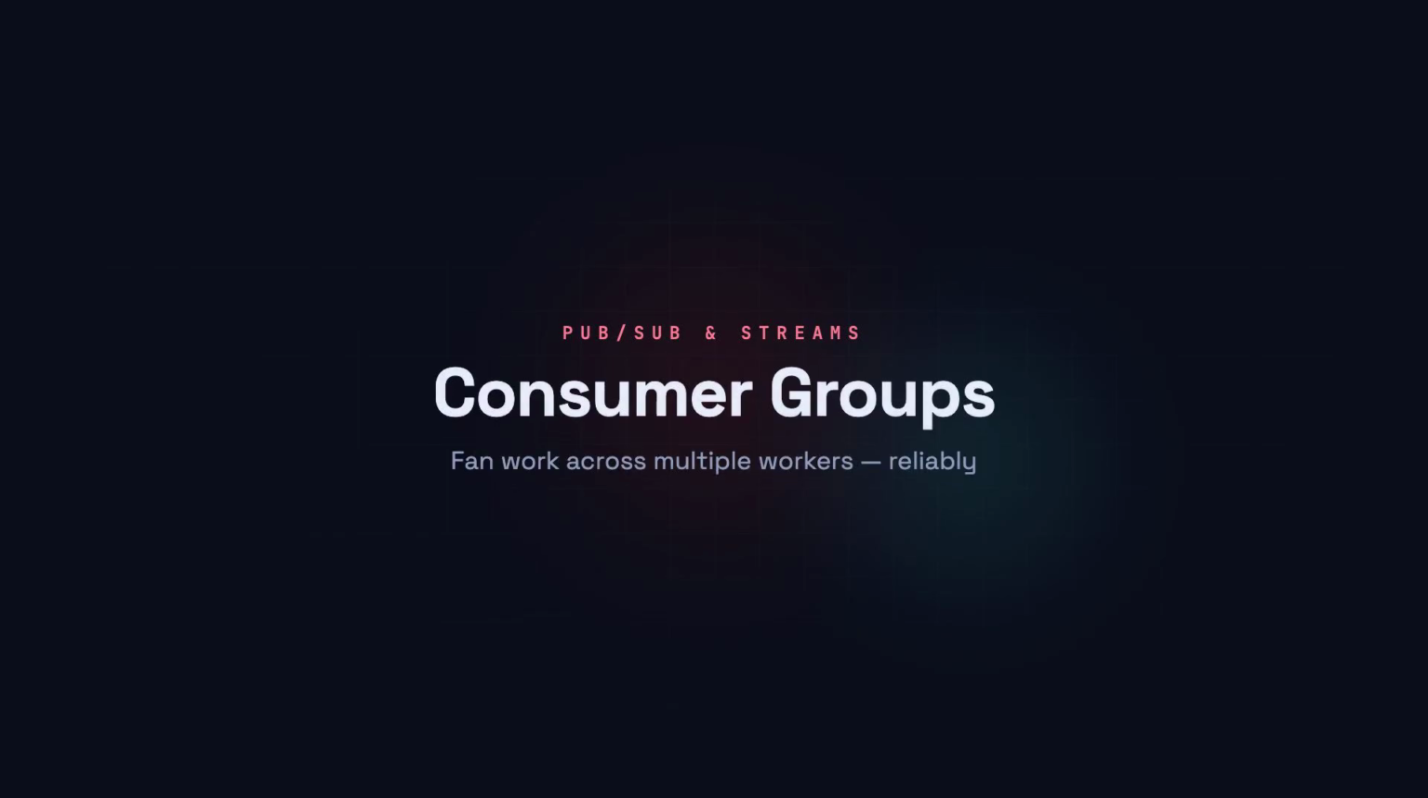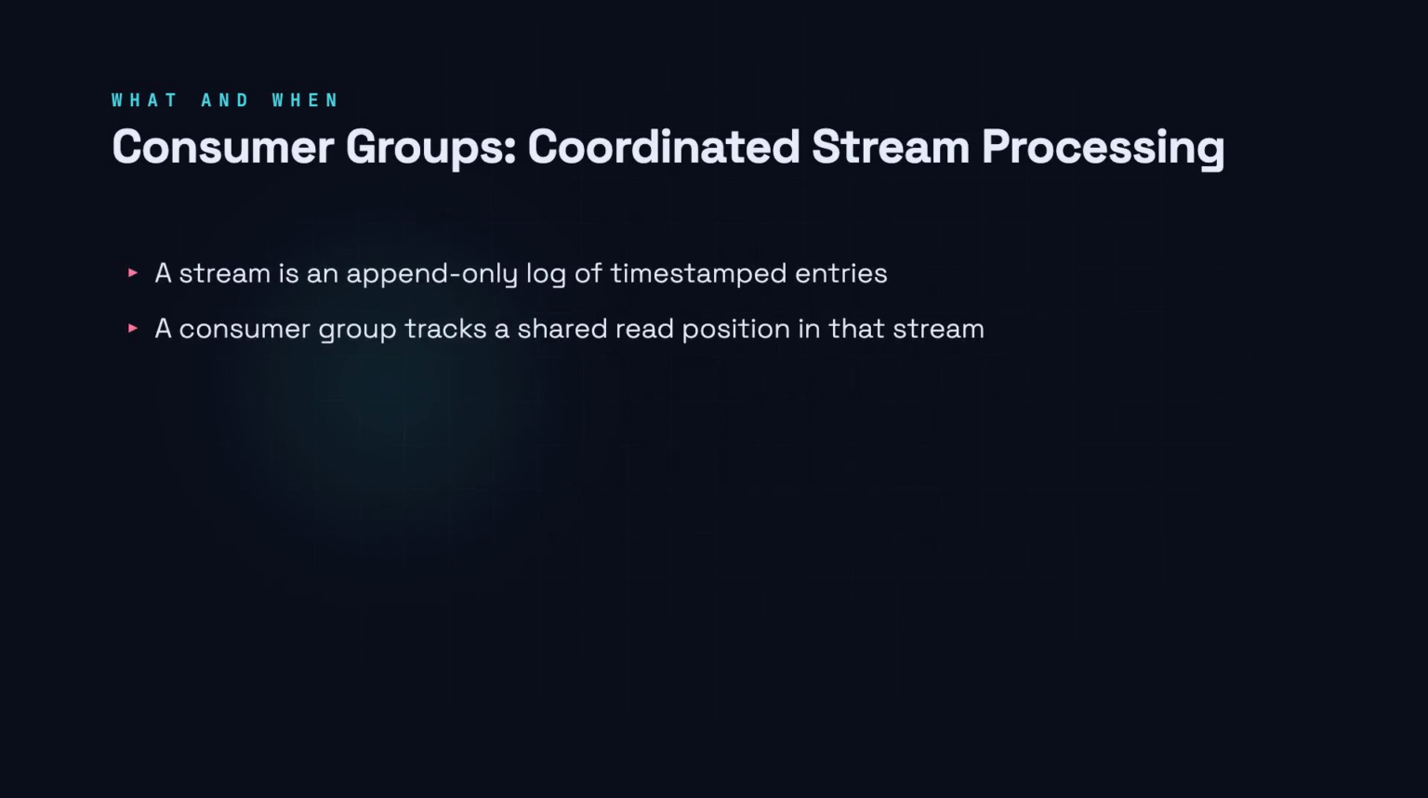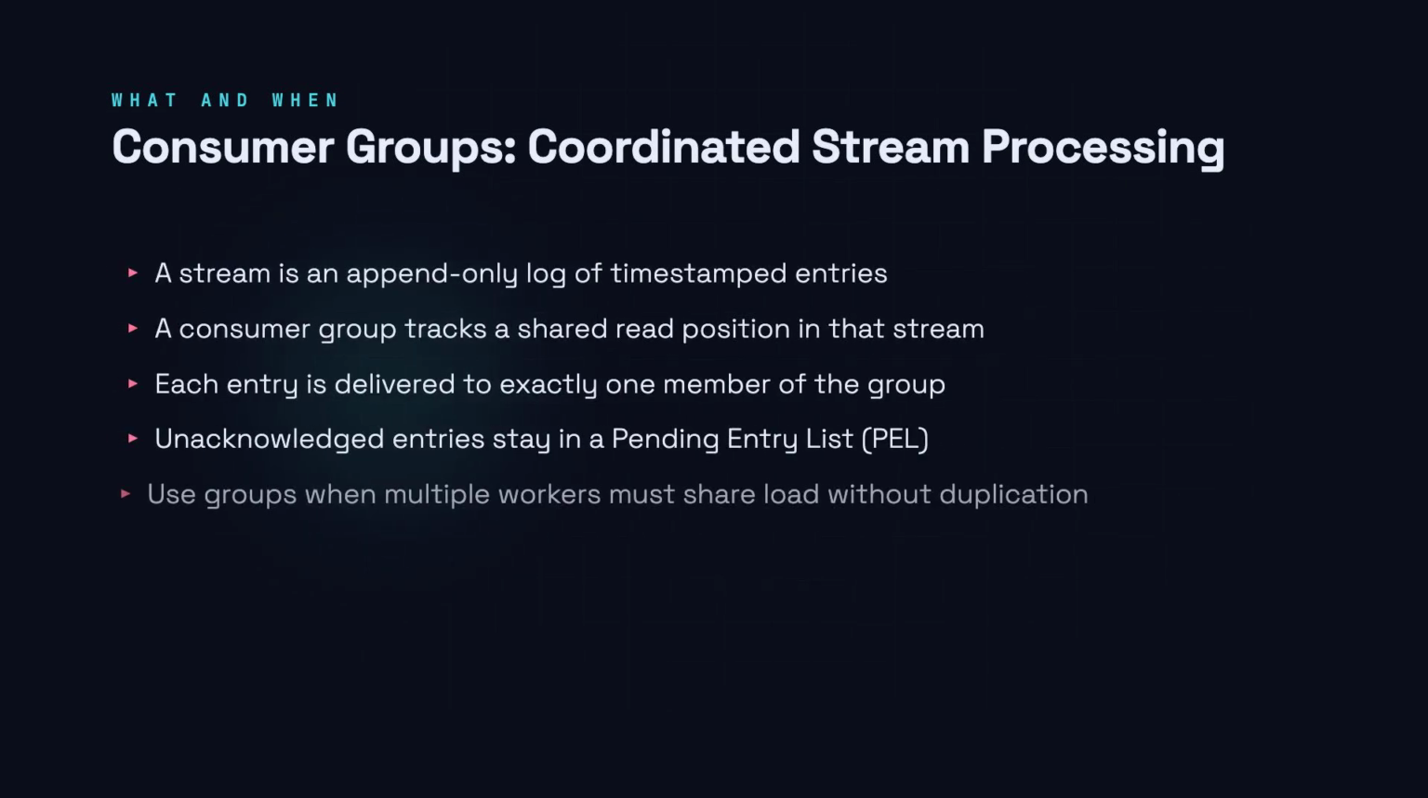In this video, you will learn how Redis consumer groups let multiple workers split a stream's entries, guarantee each entry goes to exactly one worker, and recover safely when a worker crashes. A Redis stream is like a durable message log. A consumer group sits on top of that log, so many workers can each pull different entries. No coordination code needed in your app, and no entry is processed twice.